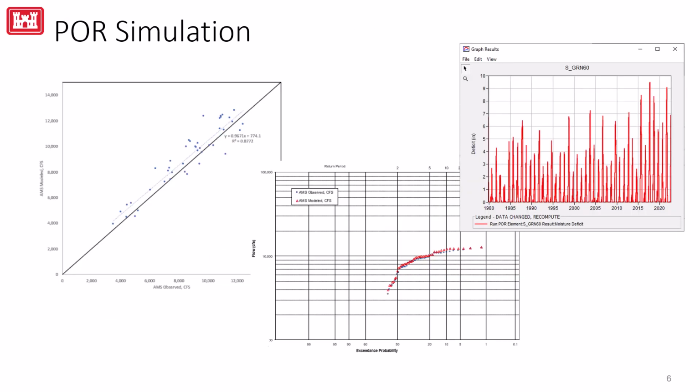Following model calibration for the 6 historical events, the hydrologic model was computed for the entire 1979 through current time period. The left and center images compare the computed and observed annual maximum series of flow for a single location. The upper right image shows the moisture deficit within a single subbasin. Now at this point, we're ready to move on to the conformance phase.